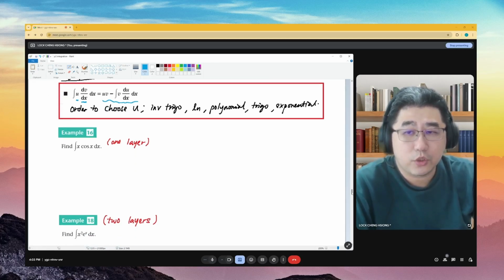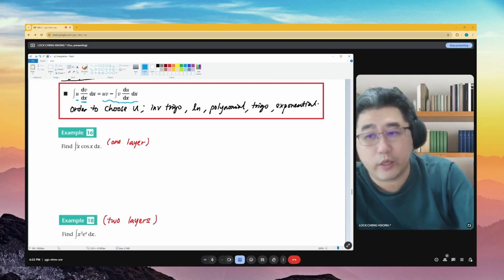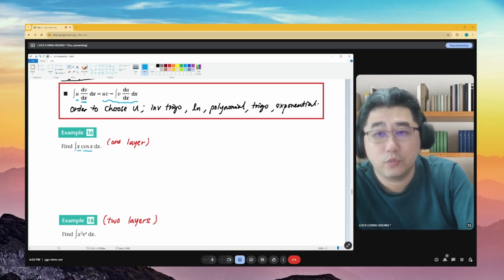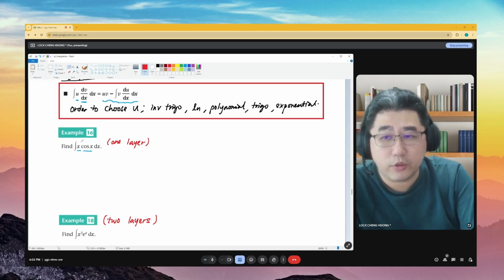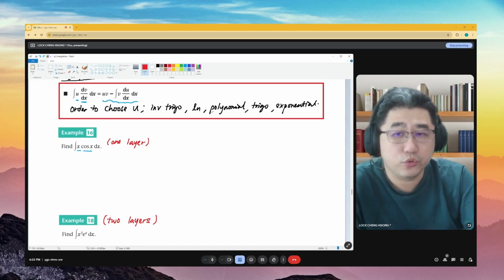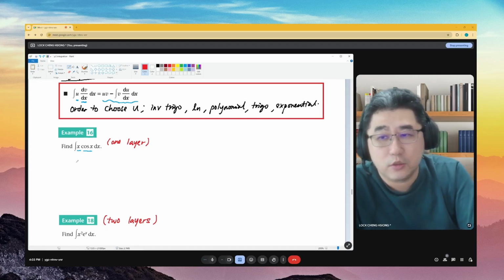Okay, so this is the formula. You can see that I have x and cos x being multiplied together. x is a polynomial, cos x is a trigo. If you follow the order, which one goes to u, you will see that polynomial goes to u because trigo is later. So u equals x, v prime equals cos x.